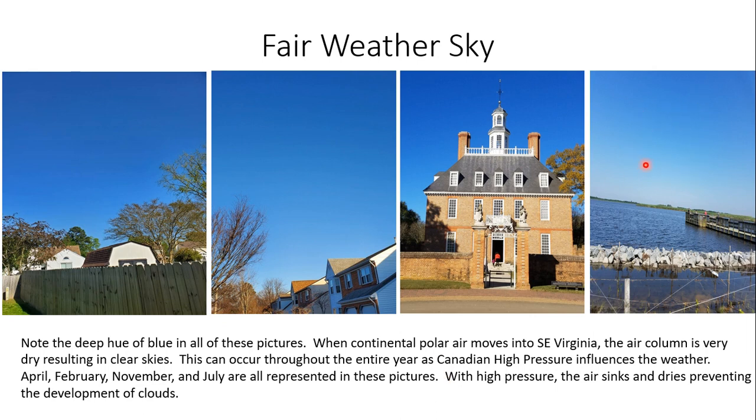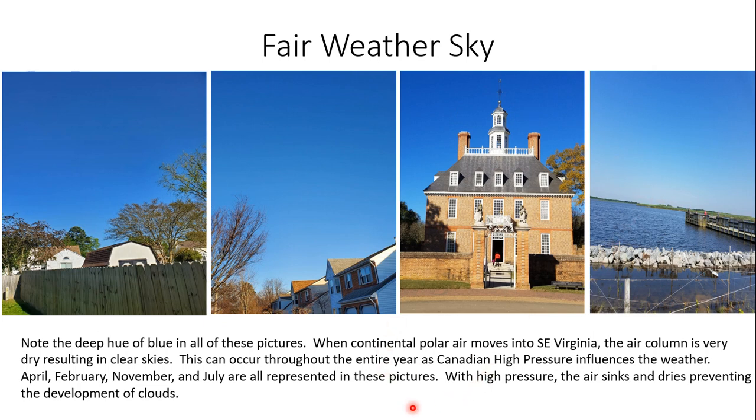This is actually during July. This is in Norfolk, Virginia. But in general, look at this. I mean, look at how deeply blue the sky is. By the way, the left-hand picture here that I took is in April. The second picture is from February. The third picture is the governor's palace up in Colonial Williamsburg, and notice how blue that sky is. This was in November. And then July, again, is on the right-hand side.